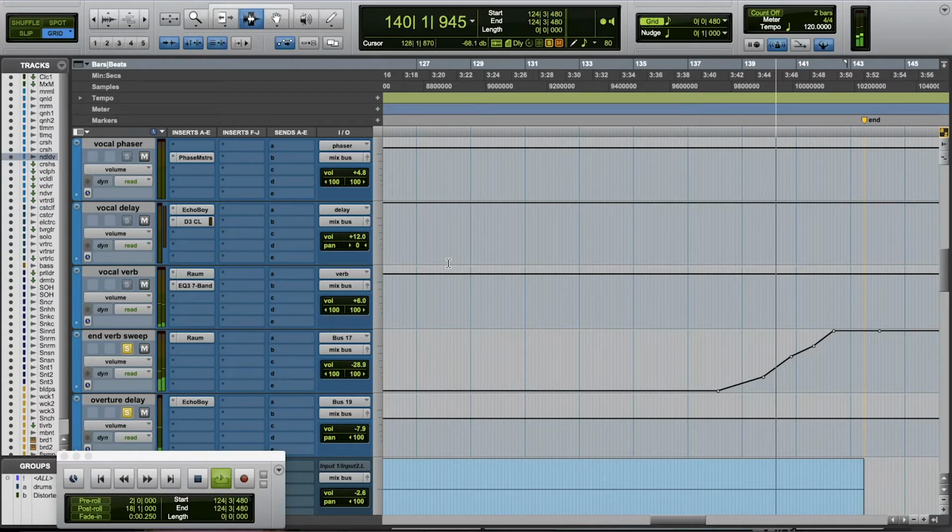And then the verb feeds back on this section to lead into the end. And for that little verb sweep, I just used Realm on Morph effects. Then I automated the volume to sweep it up into the end.